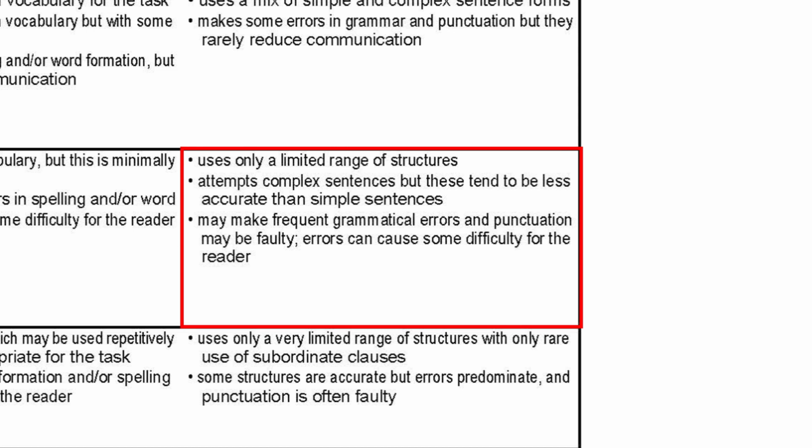So there you go. Those are some of the issues that you can have, if you have 5.5 bands, right? See, thodi ye galtiyan hagiyan kite. If they are, you know how to fix them now, right? Now let's look at the final criteria. Grammatical range and accuracy. Uses only a limited range of structures. Attempts complex sentences, but these tend to be less accurate than simple sentences. May make frequent grammatical errors and punctuation may be faulty. Errors can cause some difficulty for the reader.